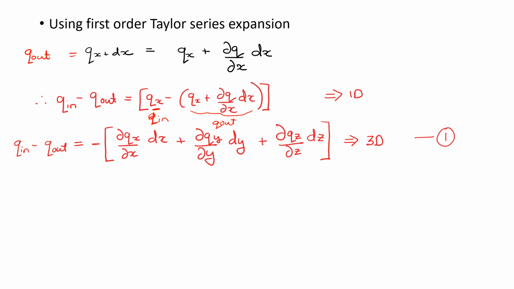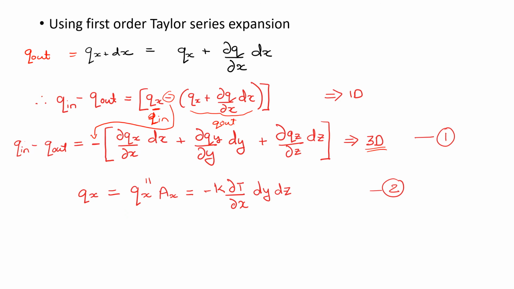So the only thing that will remain will be the partial derivatives of del Qx with respect to x into dx, and the partial derivative of Qy with respect to y into dy, partial derivative of Qz with respect to z into dz, and we've taken the negative sign from here and we've taken it outside the bracket. And this is how your equation will look like in a 3D space. And let's say this is equation 1.